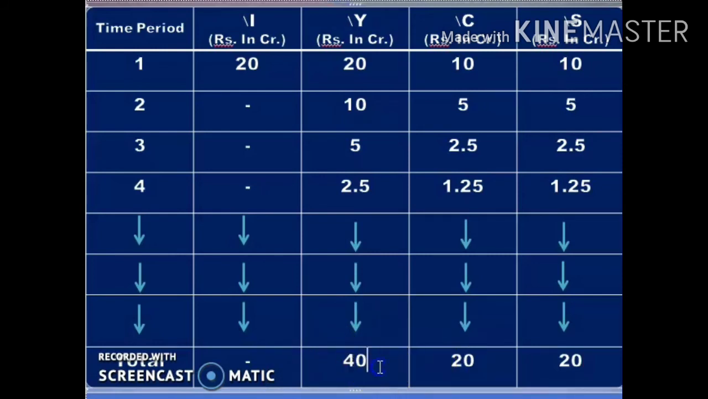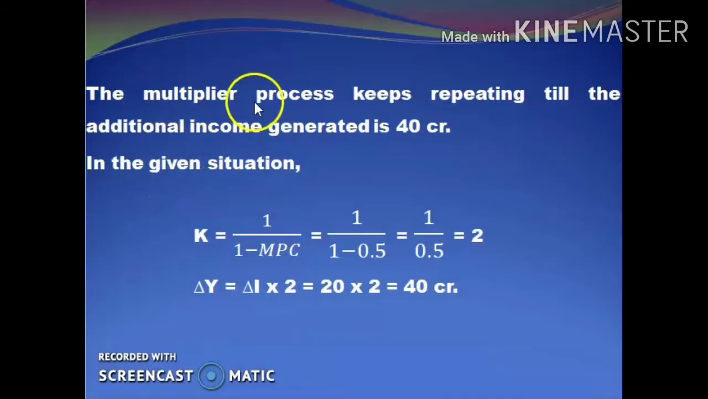So income here is 40, you know. So how will you get the product of multiplier? So this is the product of multiplier. How will you substitute it and find it? The multiplier process keeps on repeating till the additional income generated is 40 crore. In the given situation, you can just do it by this process also.